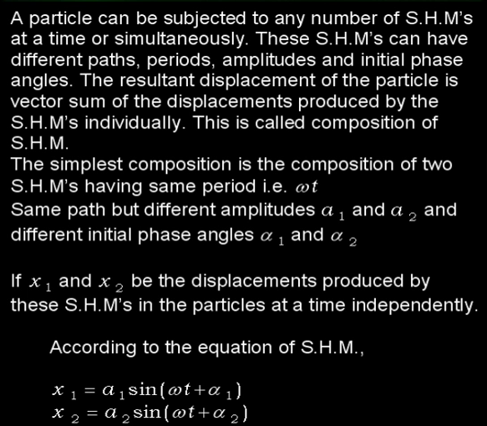The simplest composition is the composition of two SHMs having the same period, that is omega t, the same path but different amplitudes A1 and A2 and different initial phase angles alpha 1 and alpha 2. If x1 and x2 are the displacements produced by these SHMs in the particle at a time independently, then according to the equation of SHM, x1 is equal to A1 sin(omega t plus alpha 1) and x2 is equal to A2 sin(omega t plus alpha 2).